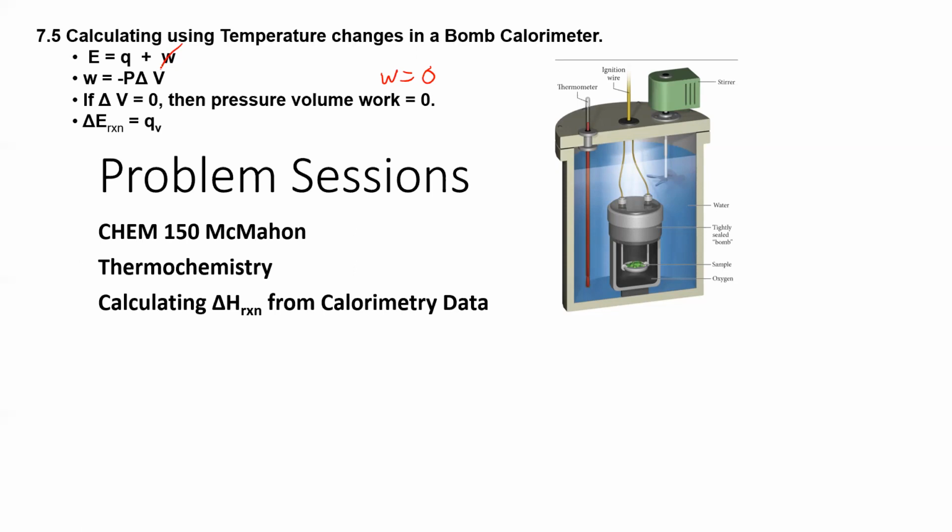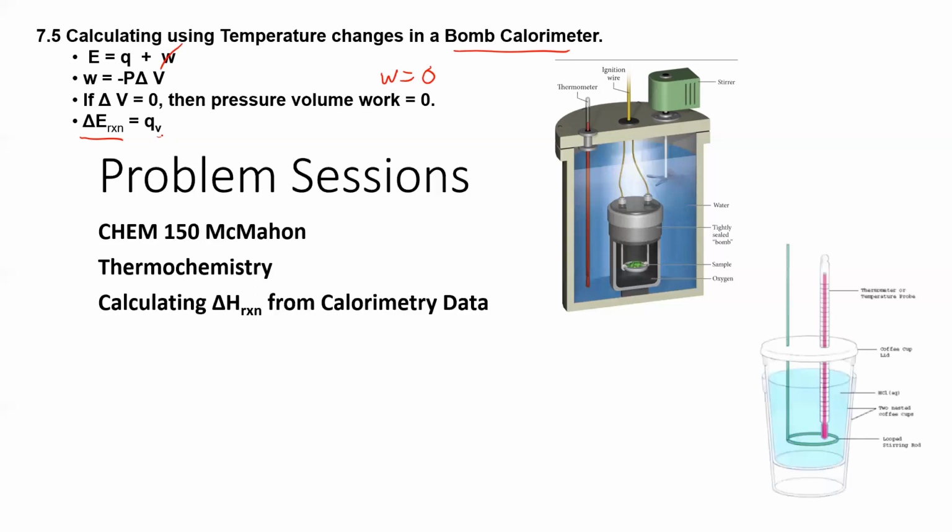at constant volume. So in your problems, you'll see you have calorimetry problems. Sometimes they'll be asking for the change in energy of the reaction. That's if it's in a bomb calorimeter and it's constant volume, okay? Now, if they give you a non-constant volume, then you're solving for something different. That's typically in what's referred to as coffee cup calorimetry.